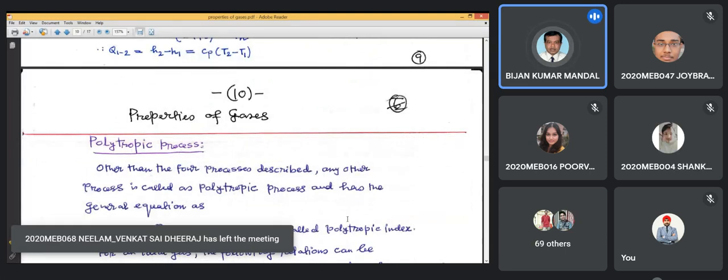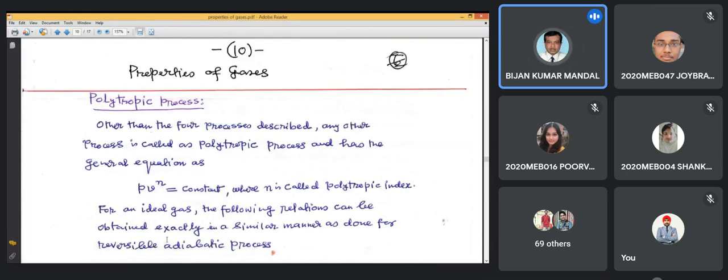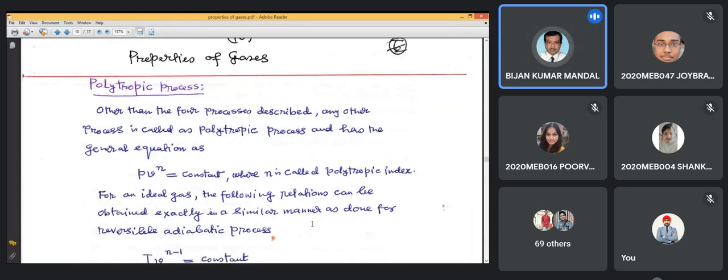Other than the four processes described, any other process is called a polytropic process, and that has this equation: Pv to the power n is equal to constant, which is similar to Pv to the power gamma is equal to constant. I mean, gamma is a fixed value, but n is called the polytropic index, and depending on the value of n, the process will be different.